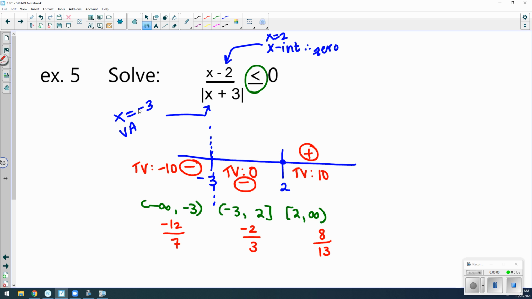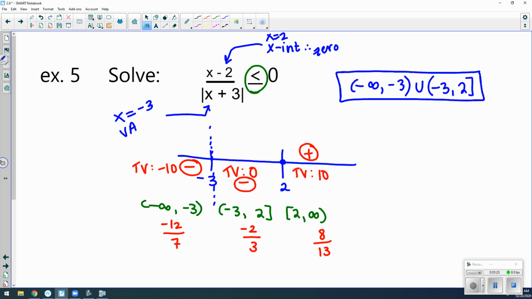So remember, the question is asking, where is the rational expression x minus 2 over the absolute value of x plus 3 less than or equal to 0? So to answer the question, I would say from -infinity to -3 and from -3 to 2.